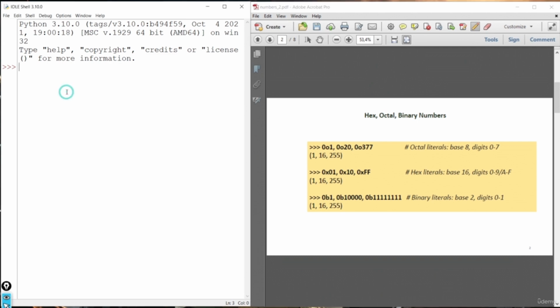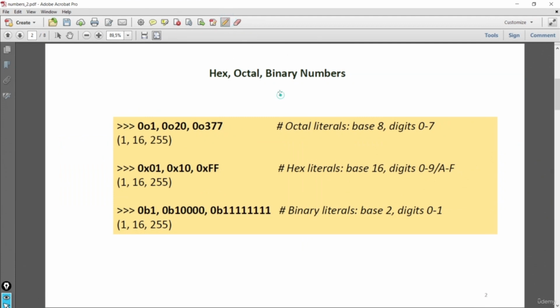So let's practice using the IDLE shell. I am typing 0, then small o, then 1. So this is octal number 1. Again 0, o, and 20. This is octal number 20. Its decimal equivalent is 16. I'm sorry, 20 in base 8 can be converted to a decimal number in base 10.